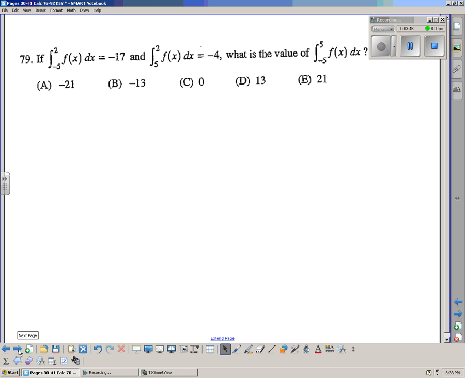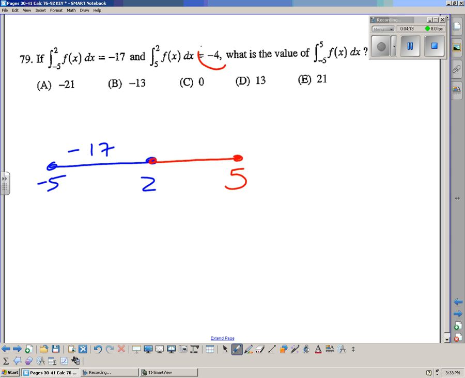All right, 79. If the integral from -5 to 2 of f of x dx is -17, and the integral from 5 to 2 of f of x is -4, what is the value of the integral from -5 to 5? Well, I want to make a little number line for this. My integral from -5 to 2 was -17. I also know the integral from 5 to 2, which kind of goes backwards, is -4. So I want the integral from 2 to 5. I will make this +4. Okay? So now I know the overall integral. They're asking for the integral from -5 to 5. My overall integral is -17 plus 4, which is -13. Choice B.